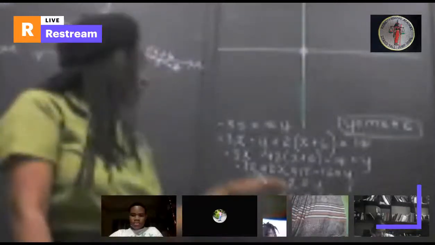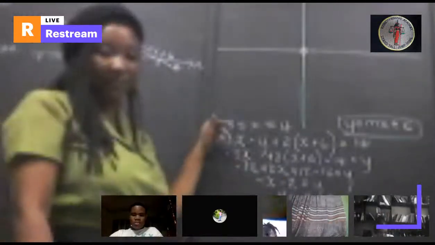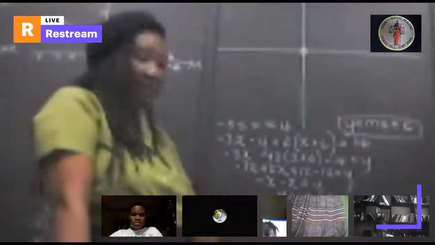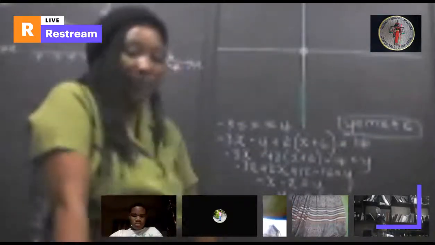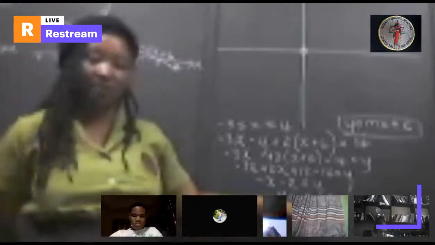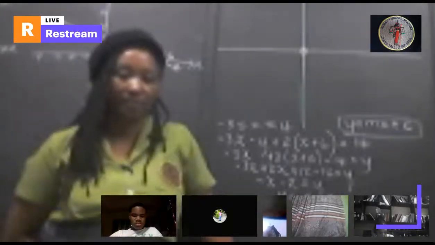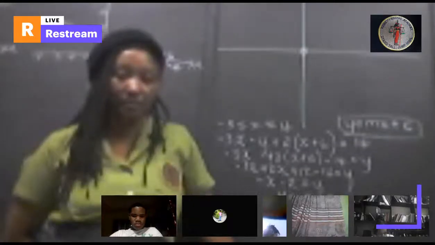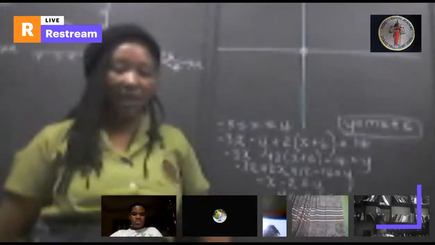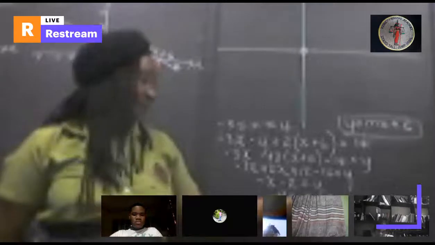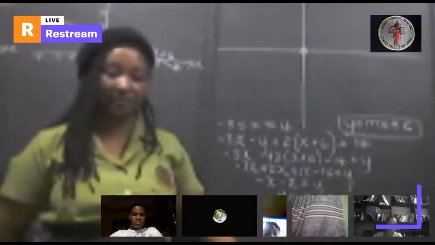So we have our domain, and now this is in the form of y equals mx plus c. What would be m in this case? What would be the gradient? Anyone? What's the gradient of this line?